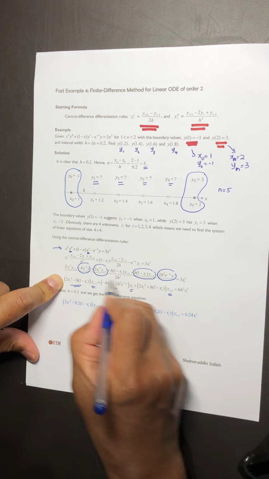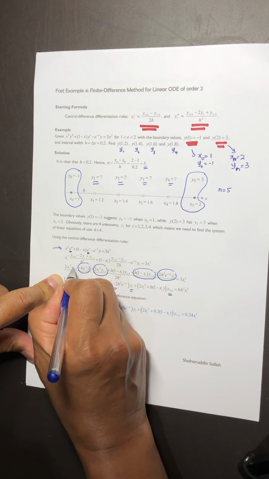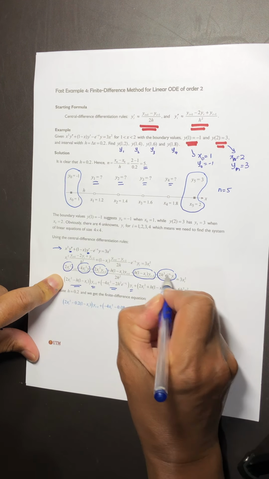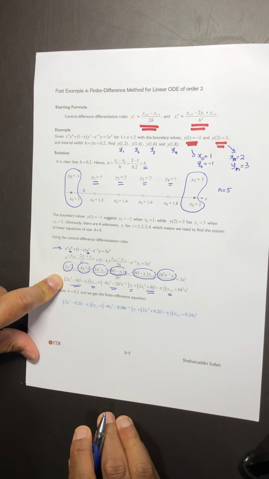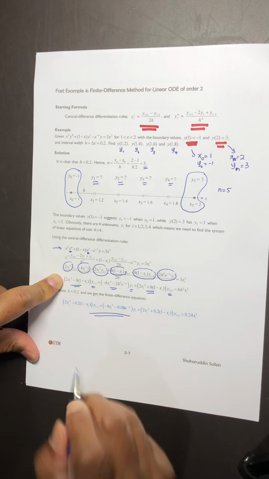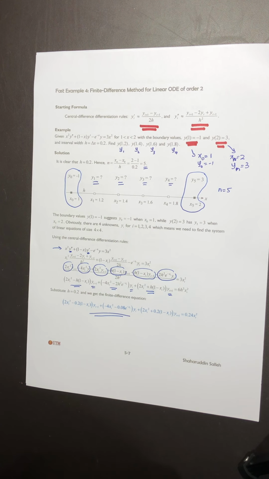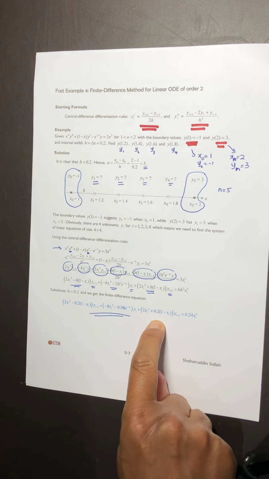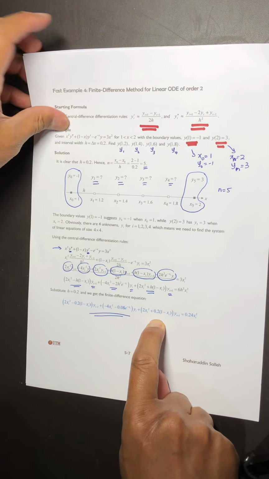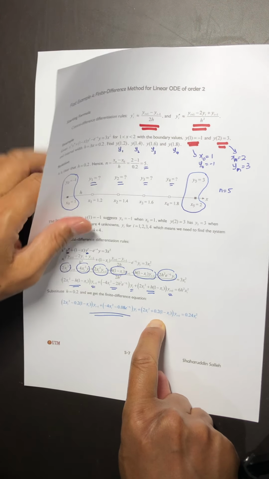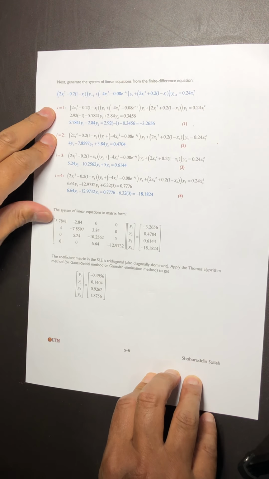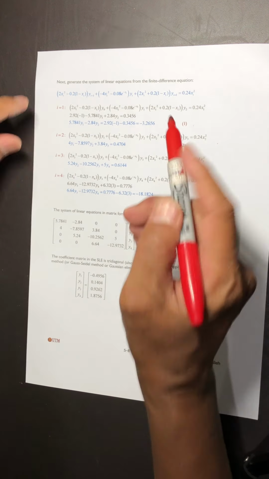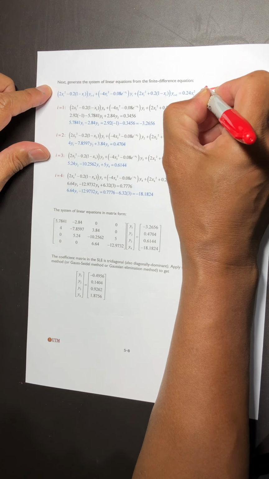And third is yi plus 1. First is this one here. Second is this one here. So we have this. So we get the finite difference equation. This is the finite difference equation which we will use in order to generate the system of linear equations. Okay, continue. So this is where we are now.